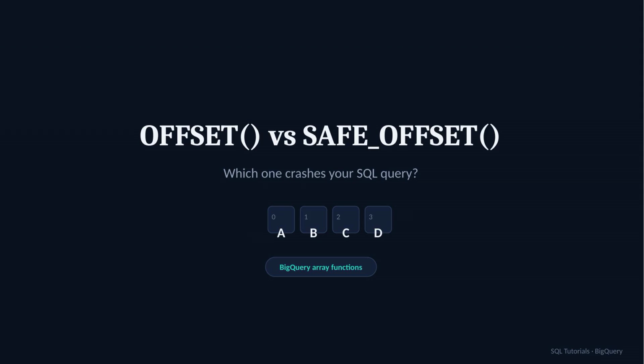Ever had a BigQuery job that ran perfectly for months, and then died at 3 a.m. because one row had a shorter array than expected? In this video we break down OFFSET and SAFE_OFFSET, why SQL gives you both, and the business logic that should decide which one you reach for.